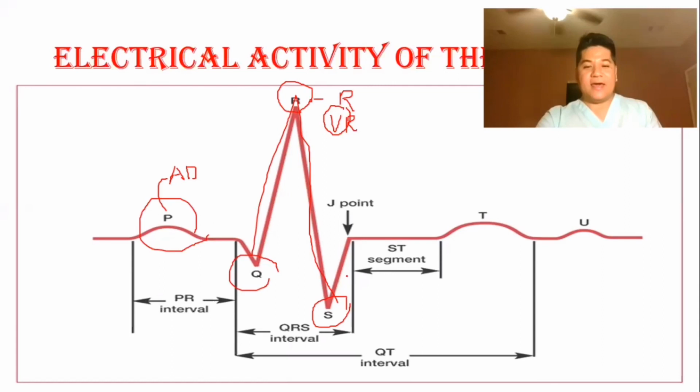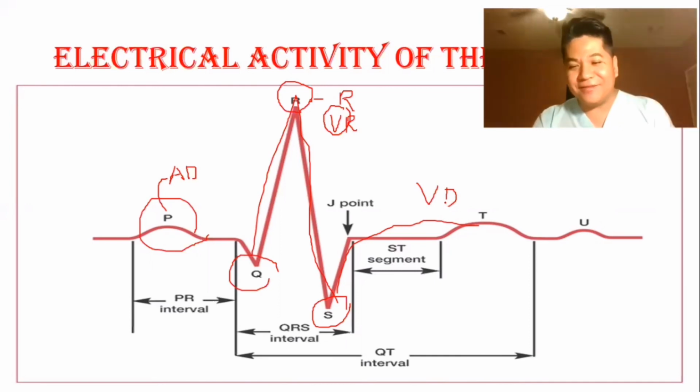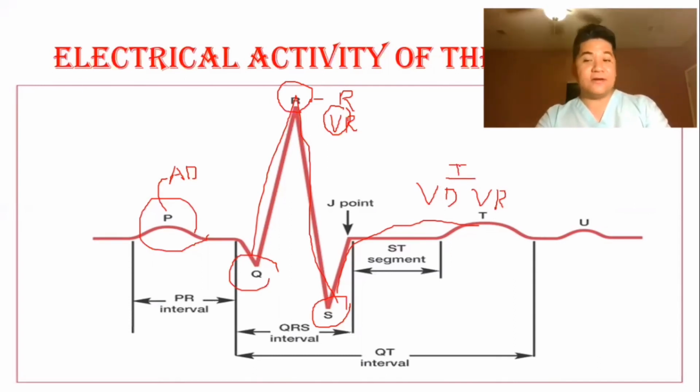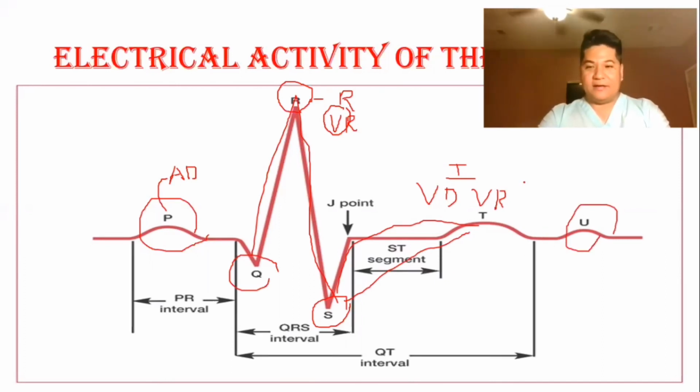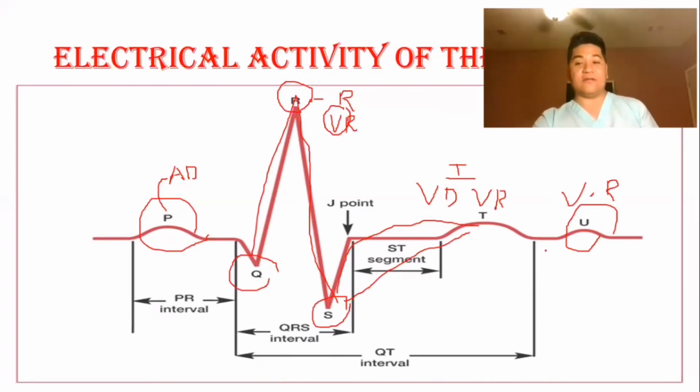Okay, then we also had the ST segment. The ST segment is the interval between your ventricular depolarization and ventricular repolarization. That's your ST segment. And then finally is the U wave, which sometimes is not being seen, but it represents your ventricular repolarization.